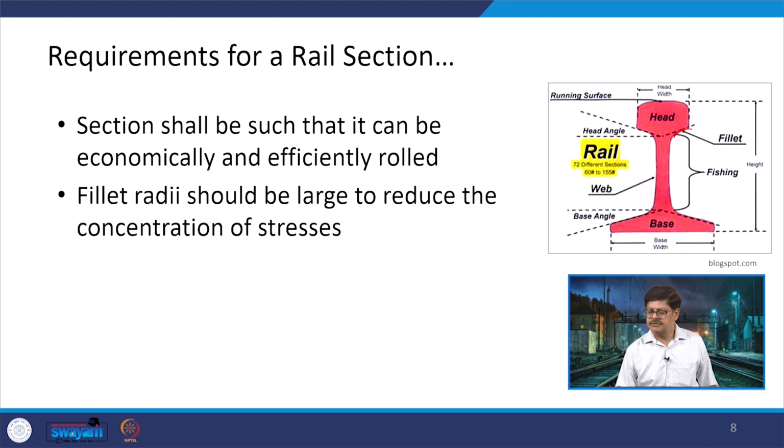Now, this radius which we are talking about should be large enough so that the loads which are getting transmitted to the fish plate do not cause a concentration of stresses here because of a small area of contact. In that case, what will happen is wearing and cracking underneath the head will start taking place, and this is one of the types of defects which we will be discussing further in one of our lectures.